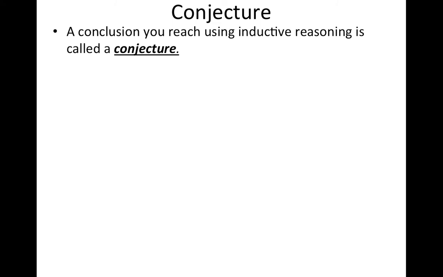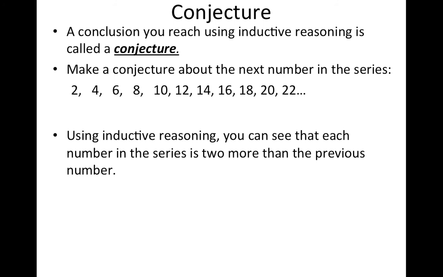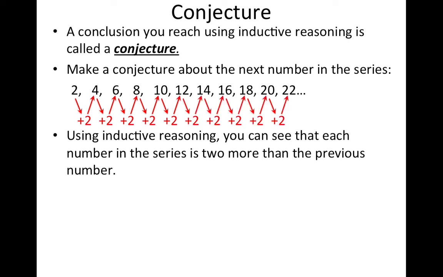Now let's talk about another word, conjecture. A conclusion that you reach using inductive reasoning is called a conjecture. So, let's make a conjecture about the next number in this series. 2, 4, 6, 8, 10, and so forth. Well, using inductive reasoning, hopefully you can see that each number in the series is just 2 more than the previous number. We're just counting by 2's. So 2 plus 2 is 4, plus 2 is 6, plus 2 is 8, and that pattern holds for all of them.